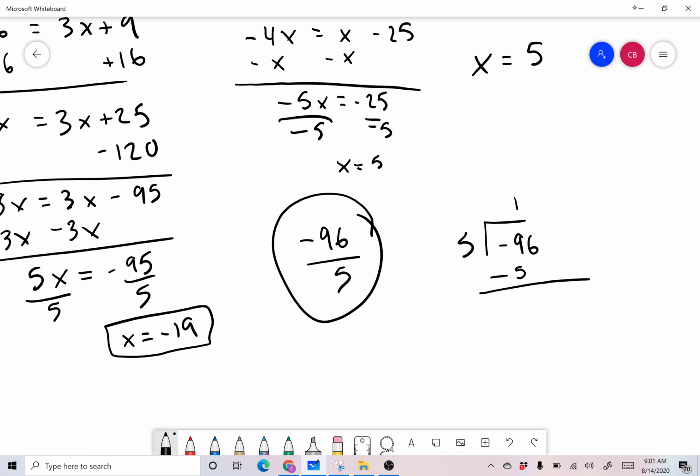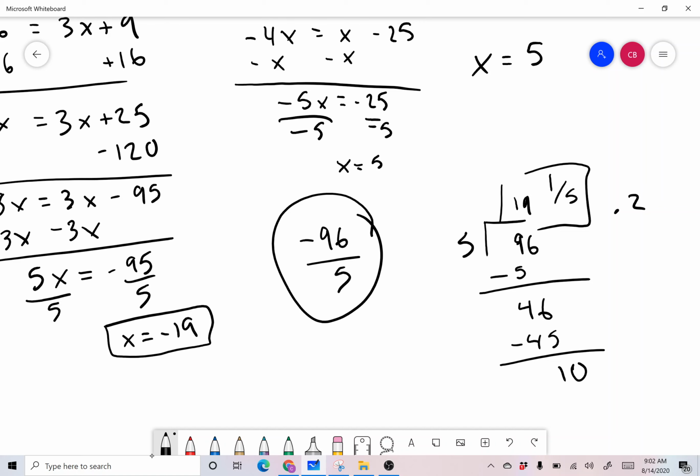Minus 5, that's going to be, oops, I don't need the negative sign here. 9 minus 5 is 4. 5 doesn't go into 4. 5 goes into 46 9 times. And 1/5. Okay, so that would be that, which would actually be 0.2 if you kept going and you did 10 here.